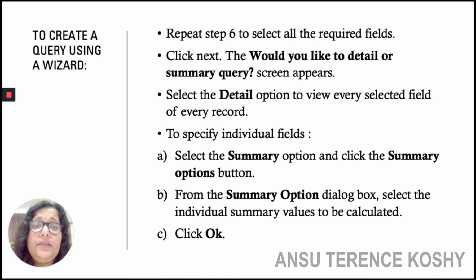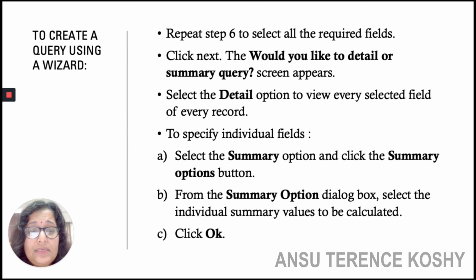The Would You Like a Detail or Summary Query screen appears. Select the Detail option to view every selected field of every record. Then you can go through the detail part of it, and you can see that you use the detail option to view every selected field of every record. To specify individual fields, if you want to specify a particular thing for a particular field, then this is the time to do it. Select the Summary option and click the Summary Options button.